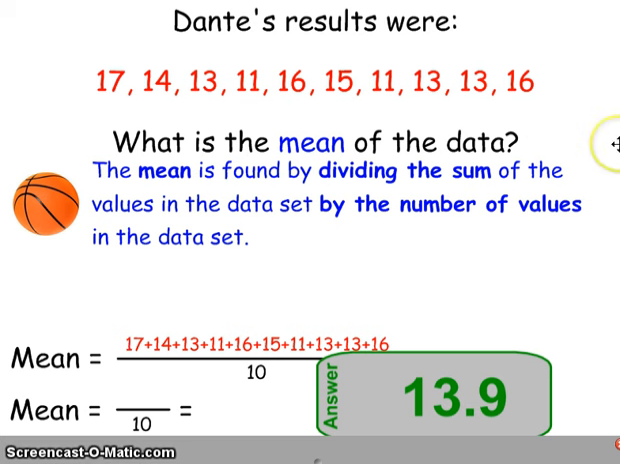Your mean should be 13.9. Your sum of the digits was 139. 139 divided by 10 is 13 9/10.